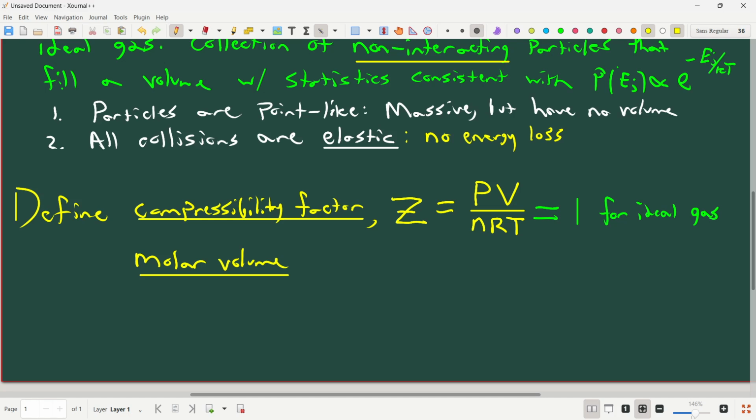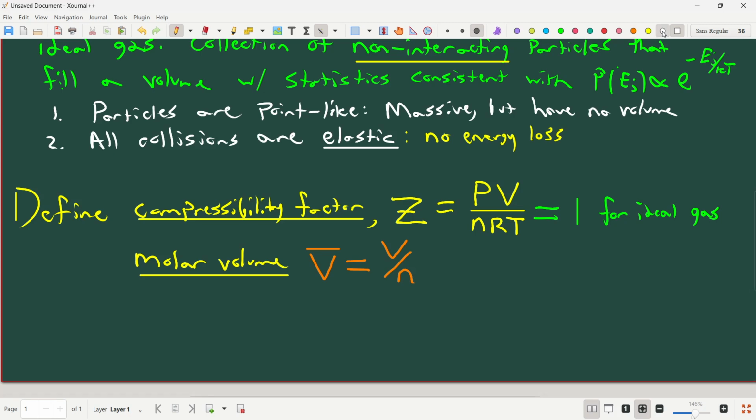So the molar volume, and the book defines it as V bar, is defined as the volume of the gas divided by the number of moles in that volume. Right, so the units of this are, say, liters per mole. Right, and this tells you at a given temperature and pressure how much volume exactly 1 mole takes up.